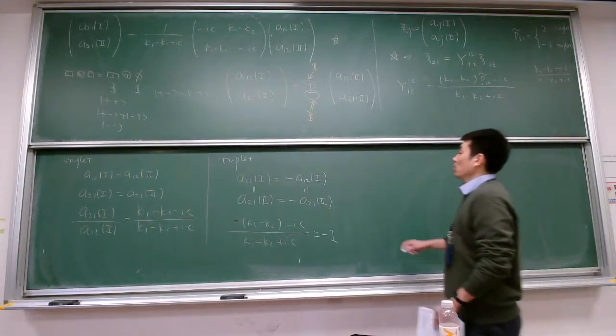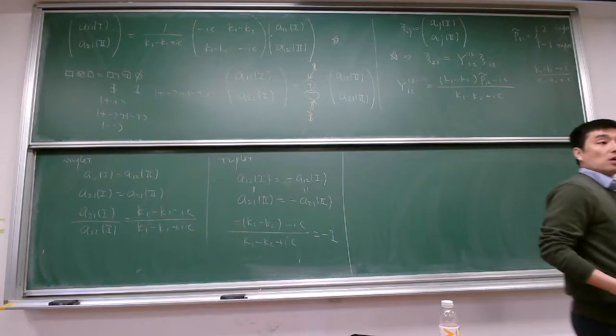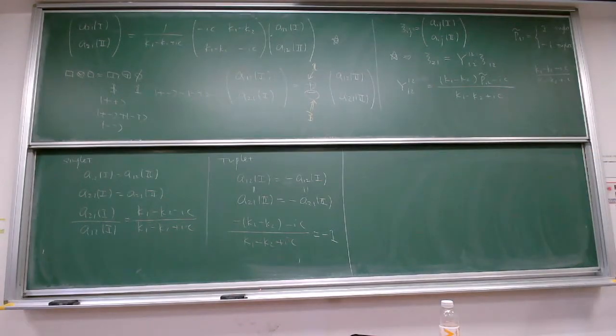And so that means A12 of 1 is 0. A12 is equal to 0.